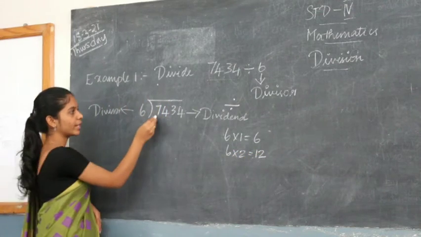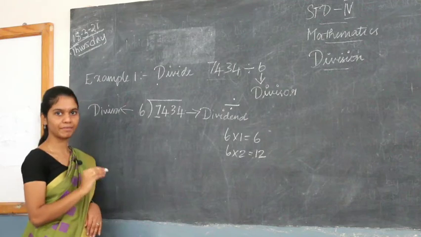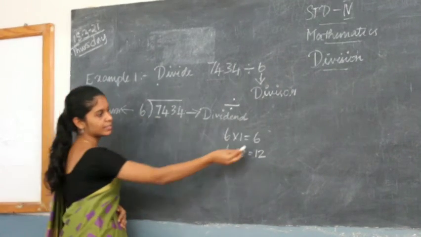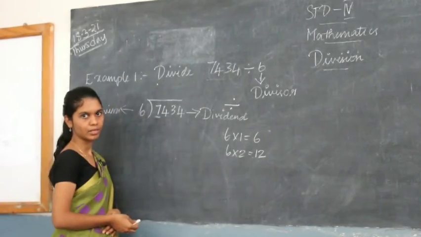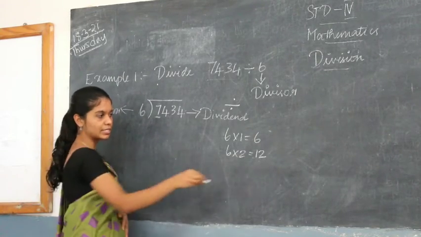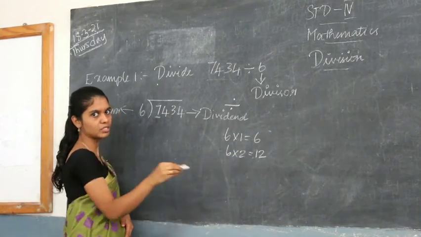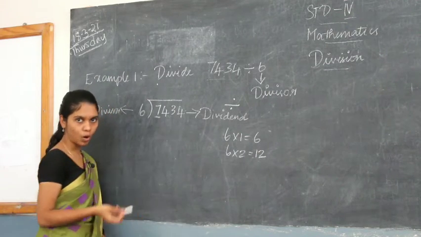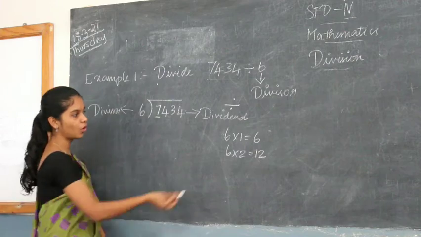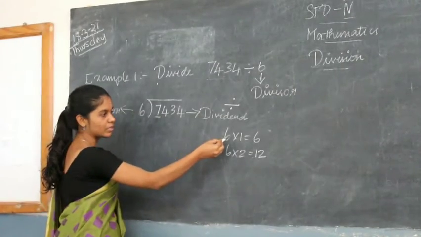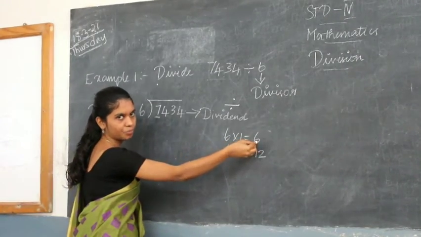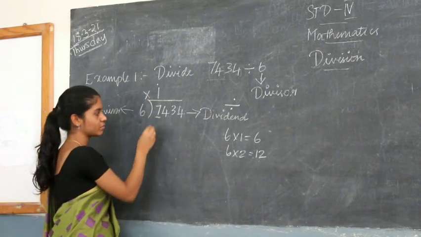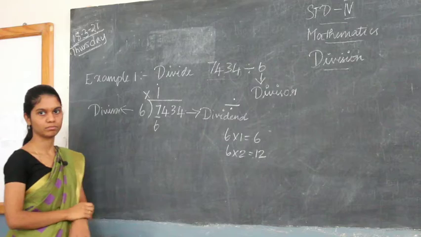But when you look at this number, here you have 7, right? 7 lies between 6 and 12, but 7 is not there. You are not getting 7 in the 6 tables, right? So you should go to the smaller number. 6 ones are 6, right? So 6 multiplied by 1 gives you 6, you will write.